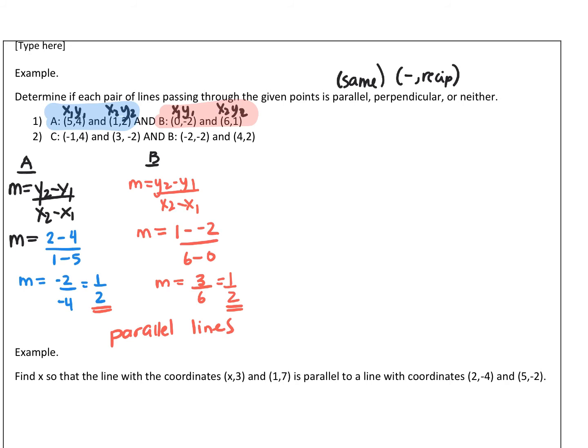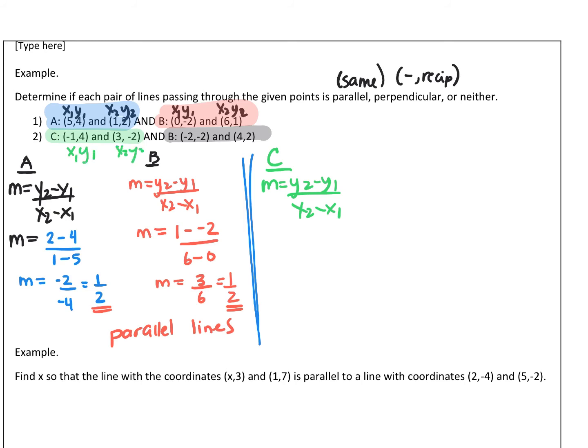Okay, so we know that those two are parallel. Let's take a look at C and D. So there's C and, oh, C and B, I guess it is. So C, again, slope is y2 minus y1 over x2 minus x1, x1, y1, x2, y2. So it's going to be -2 take away 4 over 3 take away -1, -6 over 4. So when I reduce that, it's -3 over 2. You always want to reduce your fractions.